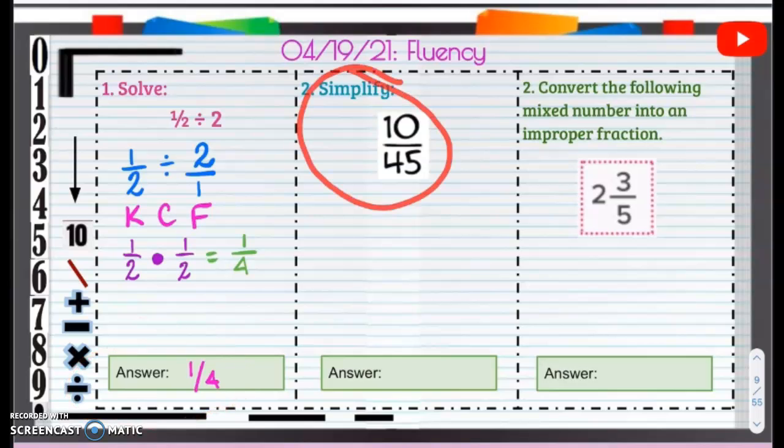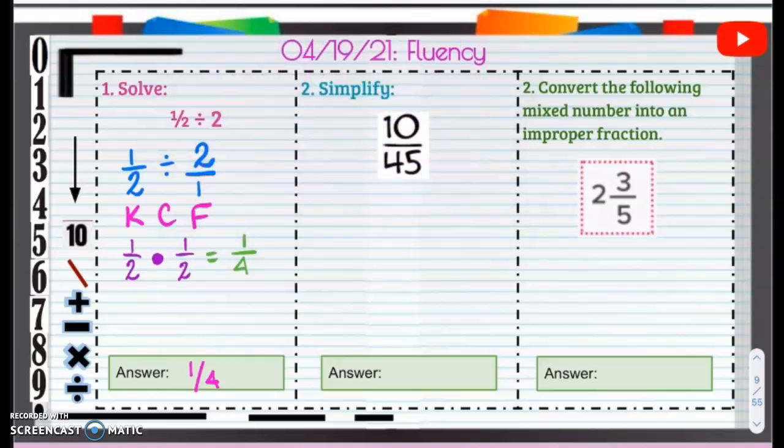Now, this one's a little bit different. We're going to simplify. So, if a number can go into both the numerator and the denominator, that means it's not simplified. So if I take a look here, I know 2 can go into 10. That's pretty easy. But I know 2 can't go into 45 because that 45 is an odd number. Oh my goodness, I know 5 can go into both.